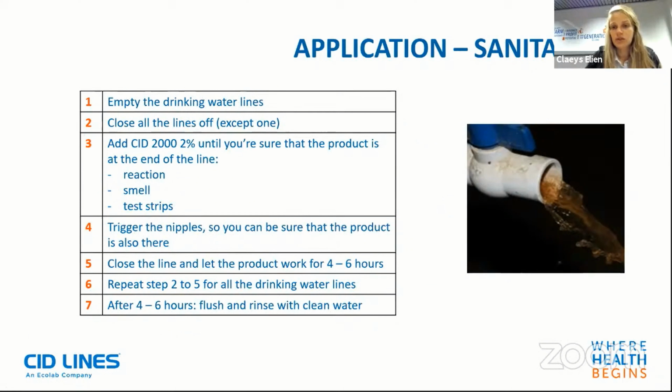How do we do it at sanitary stop? So when animals are gone, when the barn is empty, we fill up our full drinking water system with a solution to clean out the biofilm that can be present and to really disinfect the whole system. So you open a drinking water line, start with the first line, for example. You dose with an automatic dosing pump or a medicator, a 2% solution, for example, of Acid 2000. So that's a peracetic acid, hydrogen peroxide, and acetic acid solution. And then you need to check at the end of the drinking water line if the product solution comes out of your drinking water system, to be sure that the solution reached the end of the line.